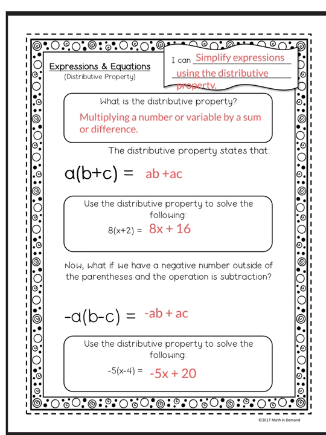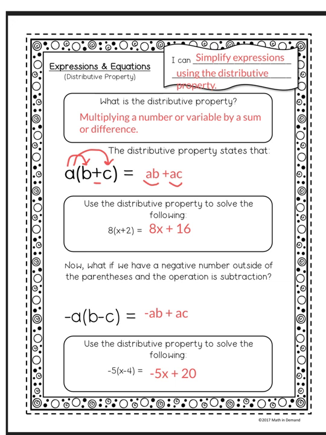Okay, the distributive property states that if you have A and you're multiplying it by the sum of B plus C, here is what you do. You take A and you multiply it by B, and you end up with AB. Then you take A and you multiply it by C, and you get AC. And since there was a plus sign here, there needs to be a plus sign in the middle.